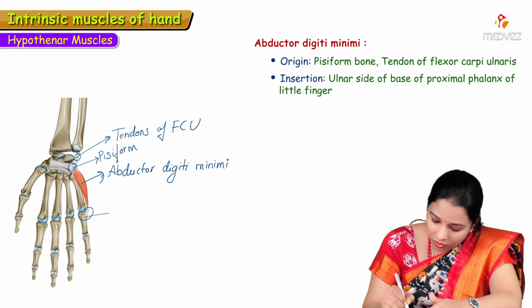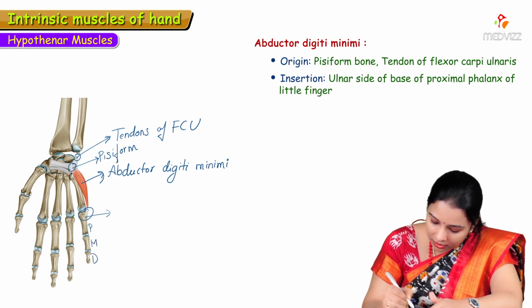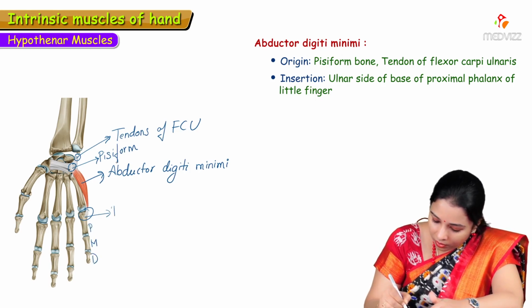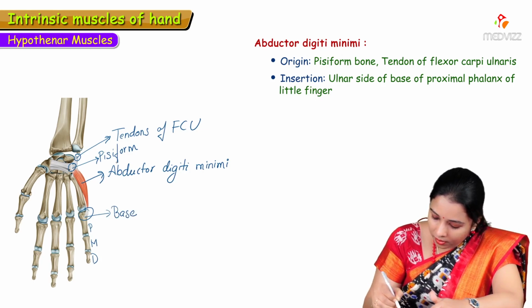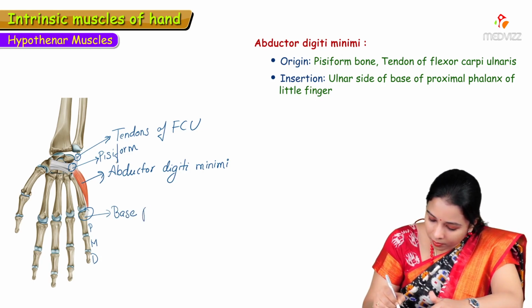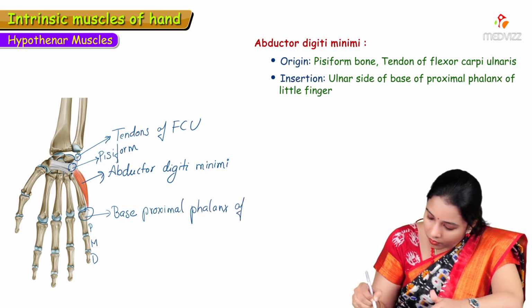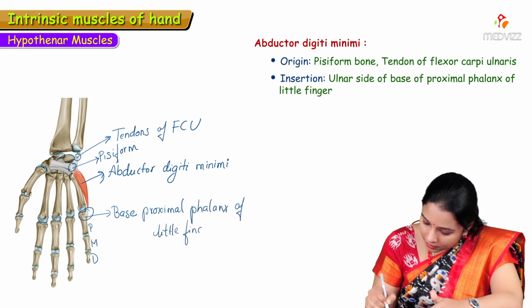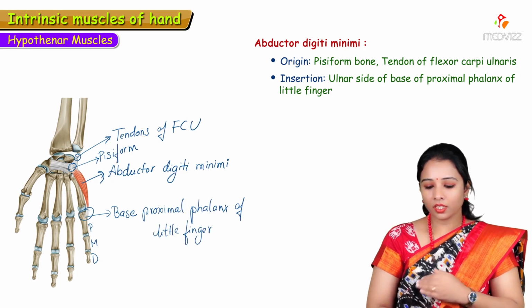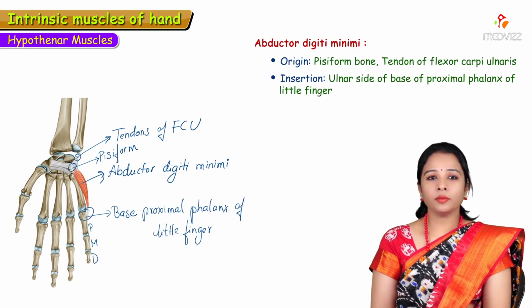So this is the base of the proximal, this is the proximal, this is the middle, and this is the distal phalanx. So the base, medial side, base of the phalanx of the little finger. So this is about the abductor digiti minimi.